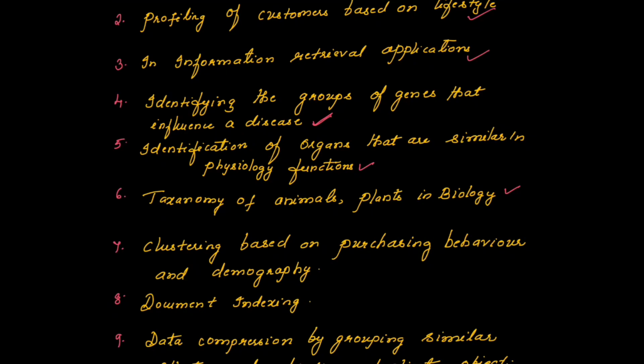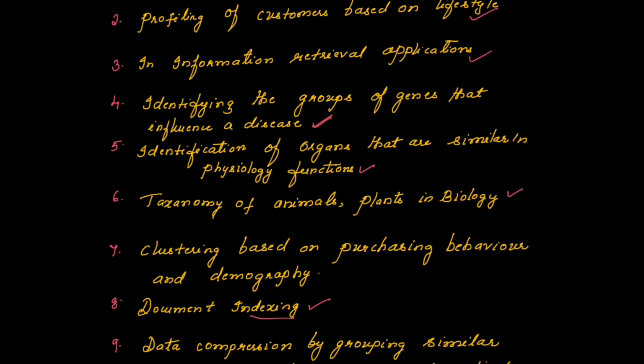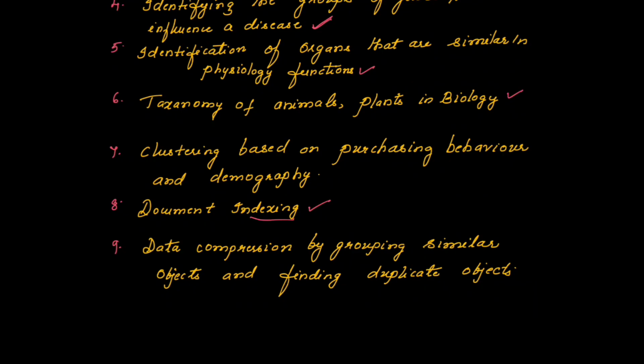So here, purchasing behavior, fine. What do you mean by demography here? Demography gives you the statistics of the human population in a place, in a country. Document indexing is one of the applications of clustering. Data compression by grouping similar objects and finding the duplicate objects.